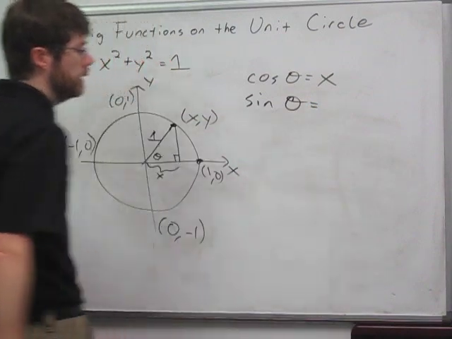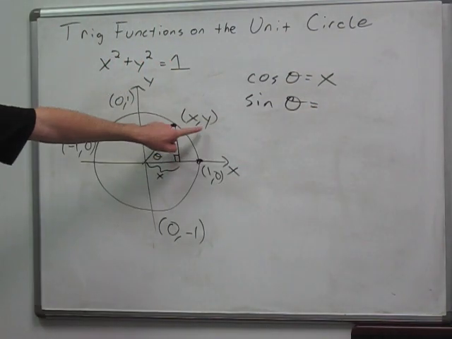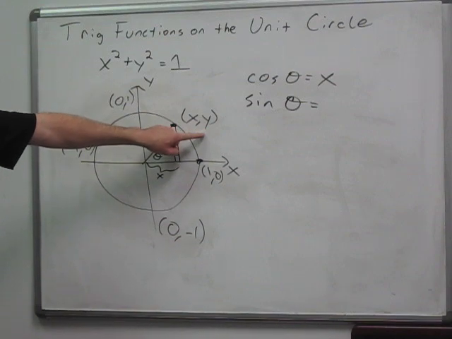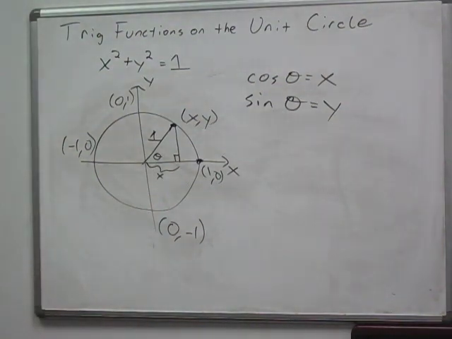Sine of theta, that is the opposite over the hypotenuse. The opposite, this distance here, is simply the y coordinate. So y over 1, sine of theta is just y.